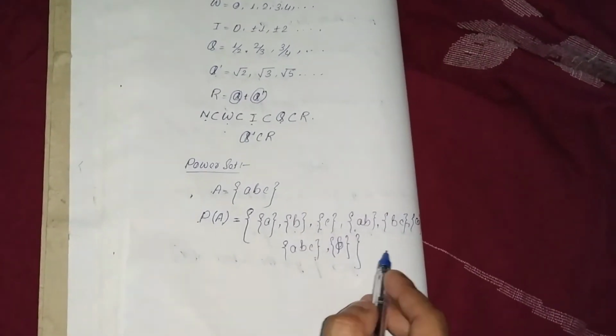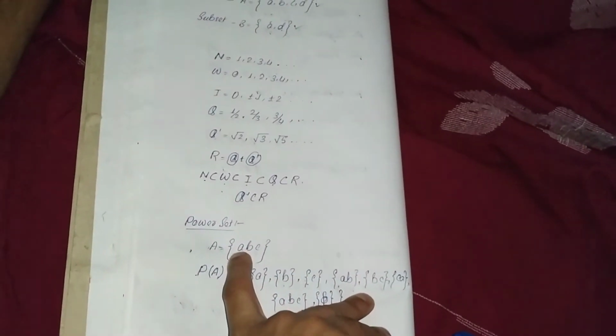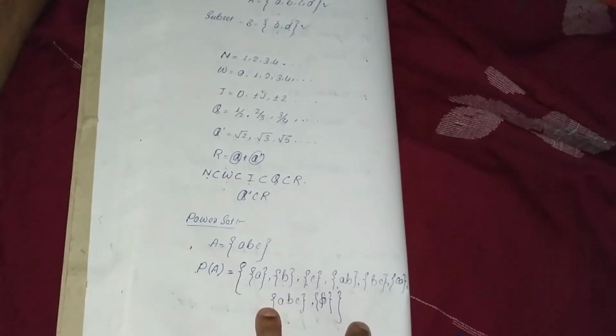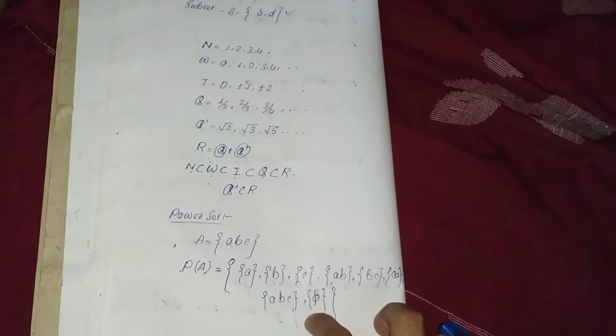Okay, it's normal. It's actually how many combinations are possible between three elements. How many combinations are possible in three elements is one kind of power set. Only phi is the exception.